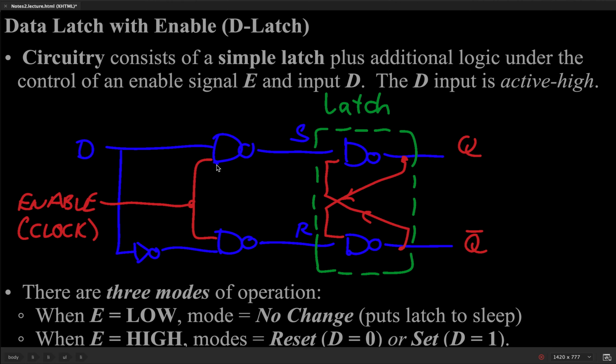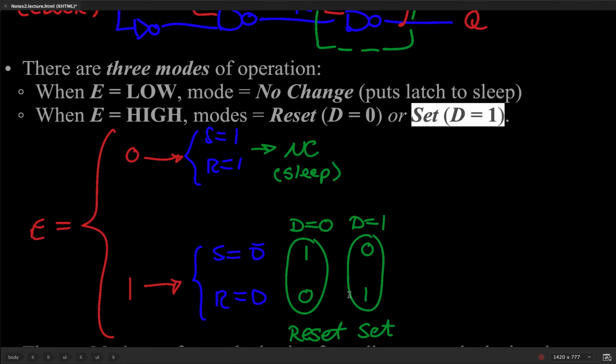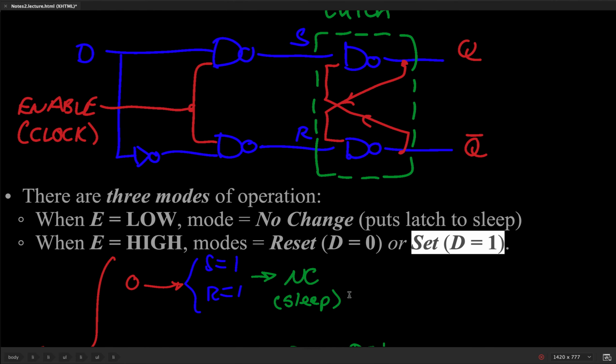Now, if you look at this circuit here, you'll easily see that when E is equal to low, both S and R will be high. So therefore, there'll be no change here. When E is high, then the mode of operation is determined by the values of S and R. It will reset if D is equal to 0 or set if D is equal to 1. How do I know this? Well, you can draw a little chart that looks like this, and you can see very clearly pointing out that S is the complement of D. Look at up here, R is the double complement of D.